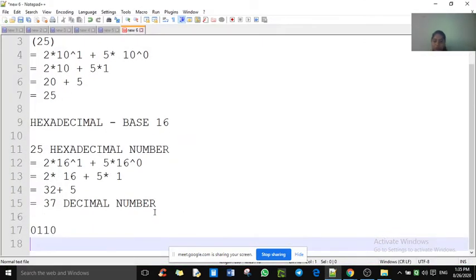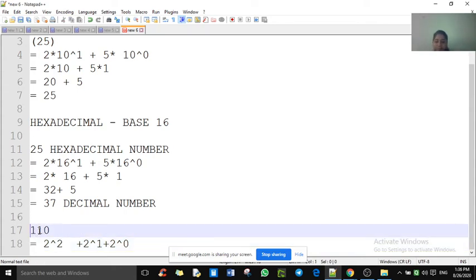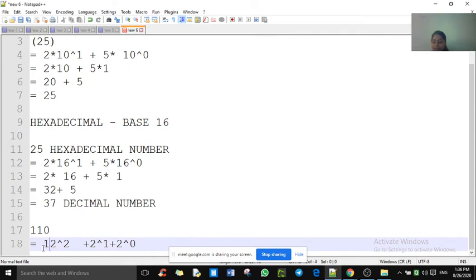In this case again you will use the power method. The last digit will be 2 to the power 0, then 2 to the power 1, and this one will be 2 to the power 2. This leading digit is 0, so we can remove that. So this will be 1 into this number plus 1 into this number plus, and the last digit is 0, so 0 into this number.